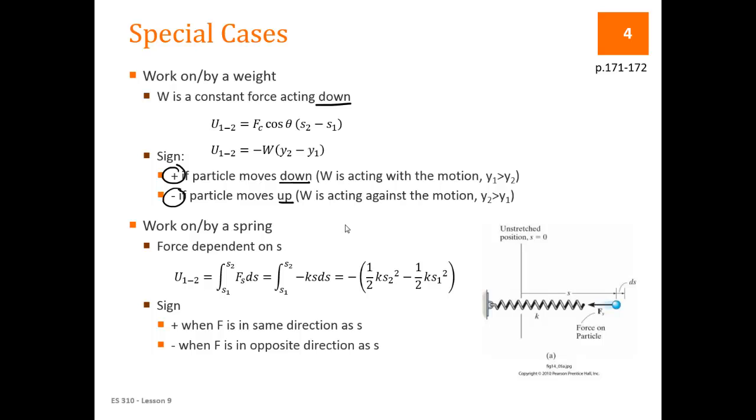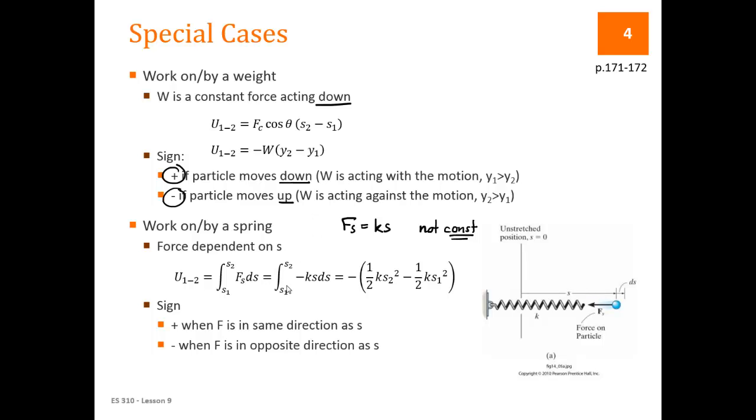On a spring, the force due to a spring is ks, where s is the deformation of the spring. This is not constant. So we go to the integral expression. We're going from s1 to s2 of the force ds. We're saying ds is parallel to that force. The force on the spring is going to be parallel to the deformation of the spring.